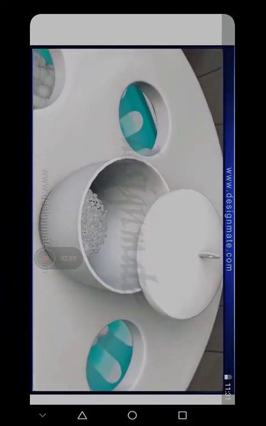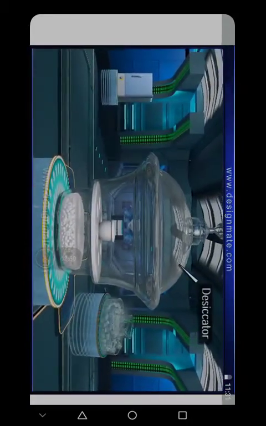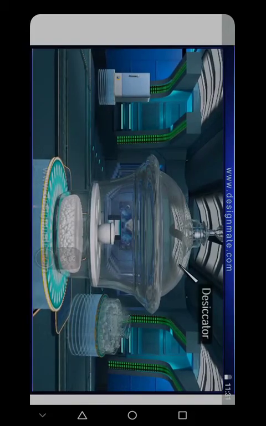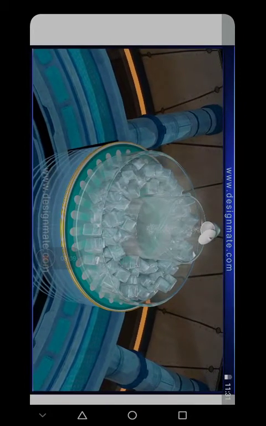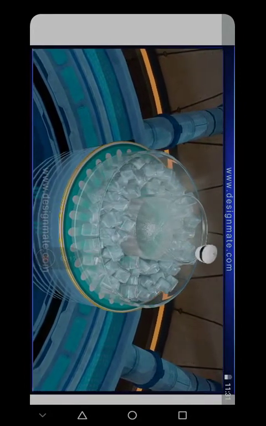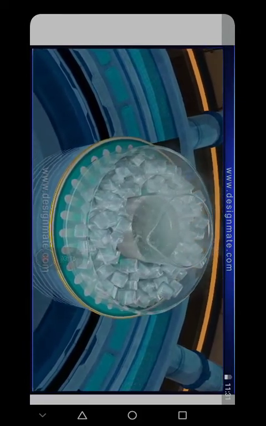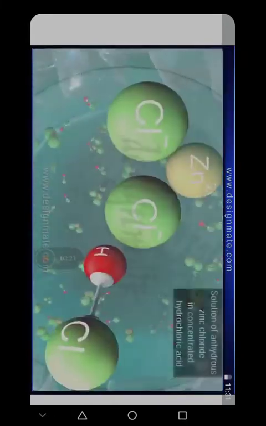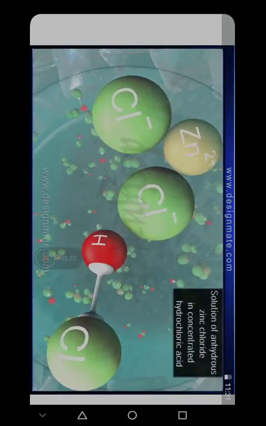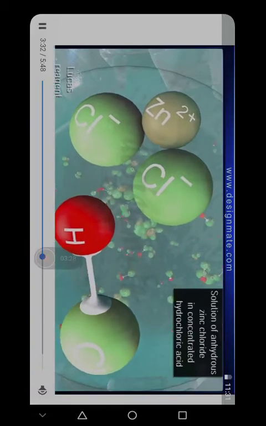Allow the zinc chloride to dry in an oven for at least 2 hours. Now cool the zinc chloride in a desiccator to avoid air contact. Slowly add the zinc chloride to the hydrochloric acid in the beaker. Stir the mixture till the zinc chloride dissolves completely. The solution of anhydrous zinc chloride in concentrated hydrochloric acid is known as the Lucas reagent.